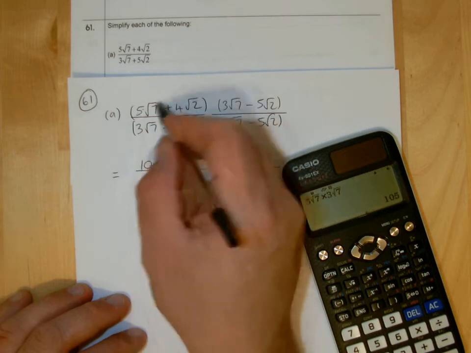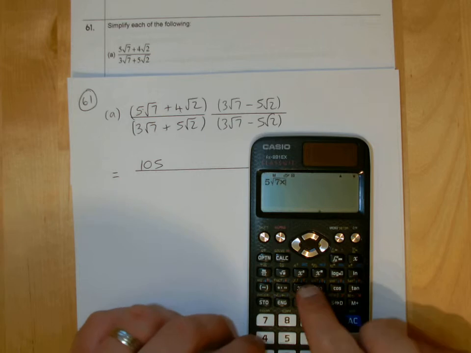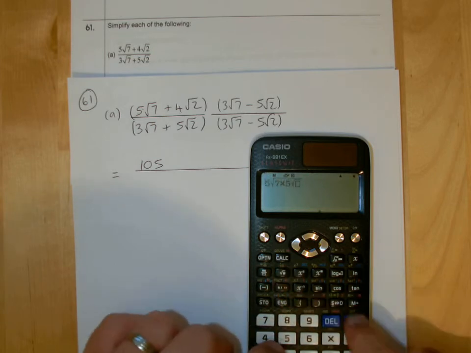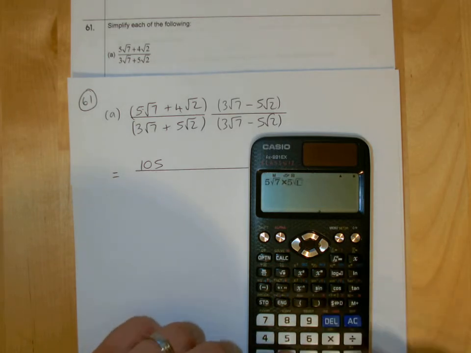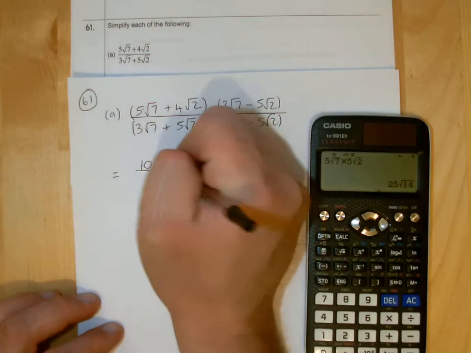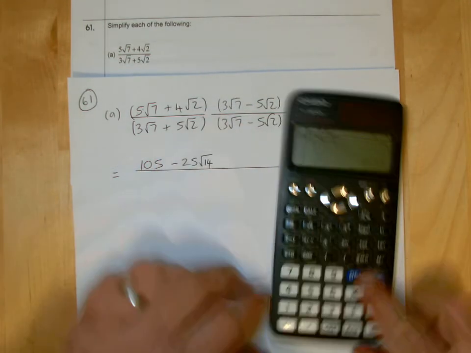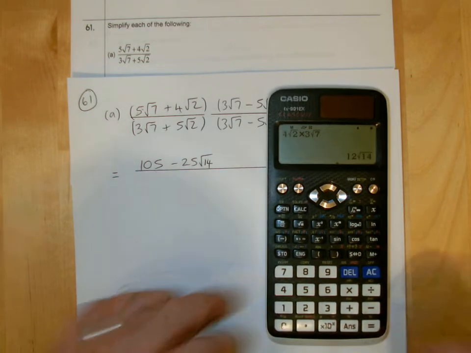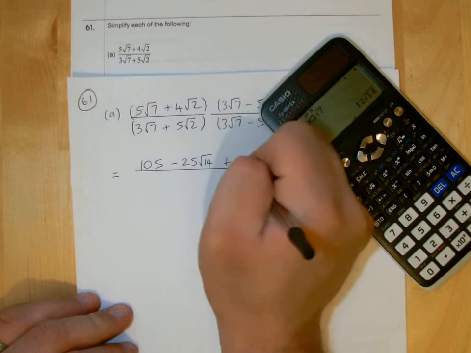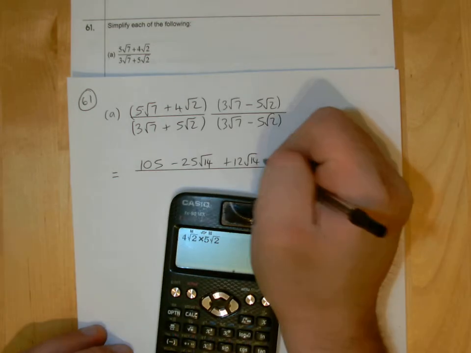Do the outers then. So we've got 5 root 7 times minus 5 root 2, so I won't put the minus in, but I know it's going to become a minus. So that comes out to be 25, and minus, of course, minus 25 root 14. Okay, do the same then for the inners. So 4 root 2 times 3 root 7. That comes out to be plus 12 root 14. And then the lasts then, 4 root 2 times 5 root 2 comes out to be 40 and minus 40.